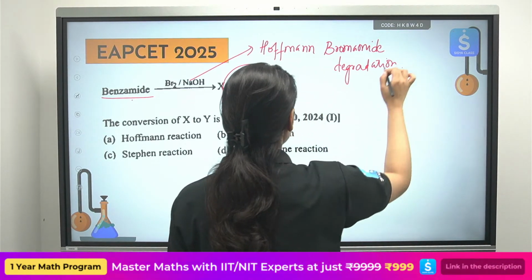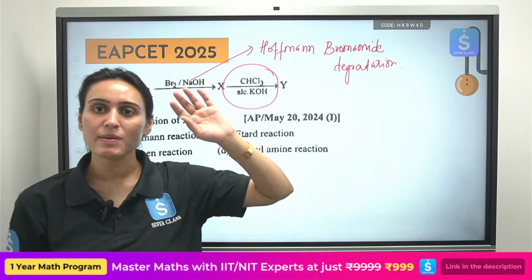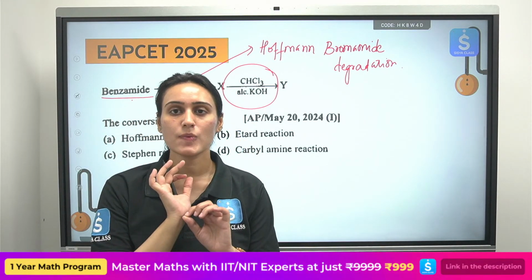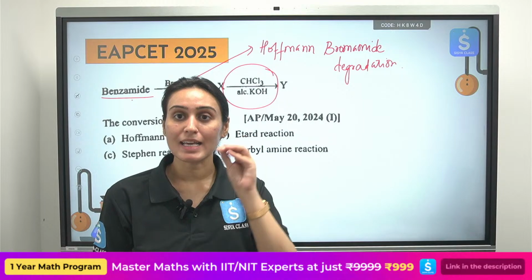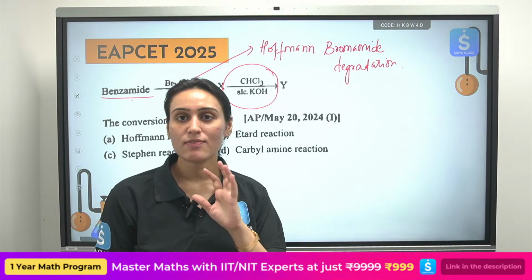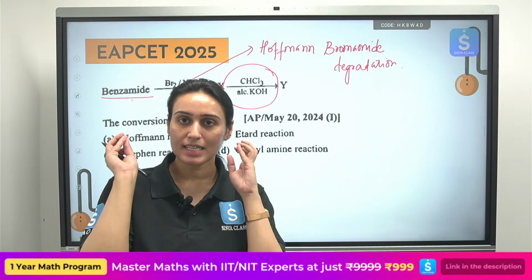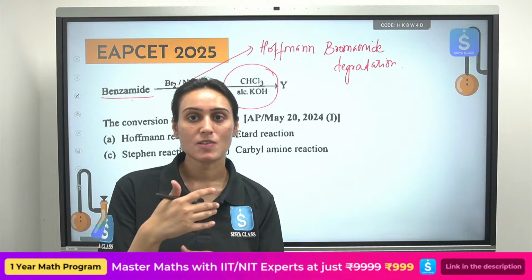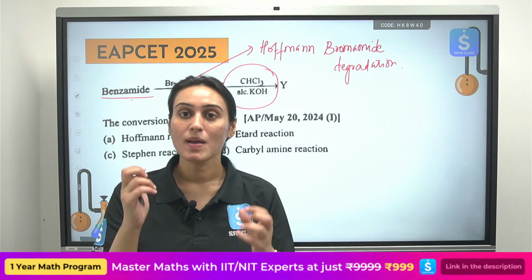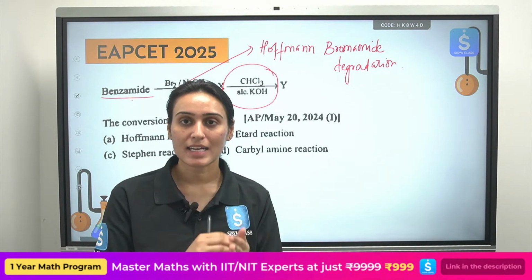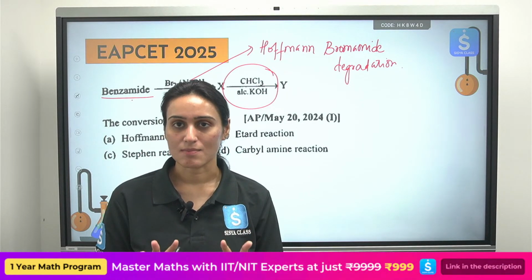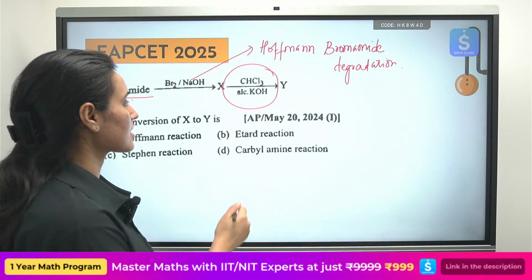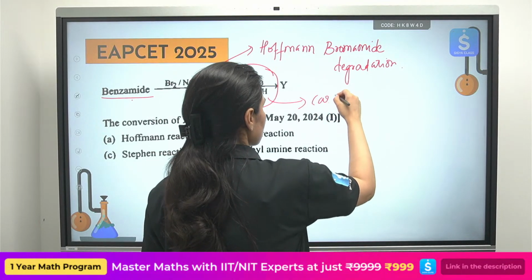I hope you understand the importance of Hofmann bromamide degradation. We have solved so many different questions, and this Hofmann bromamide degradation is asked one way or other, right? Maybe the entire question is based on it. Maybe it is involved in certain steps, but you are writing the name reactions again and again. So please revise them. Next, what is this? Carbylamine reaction.